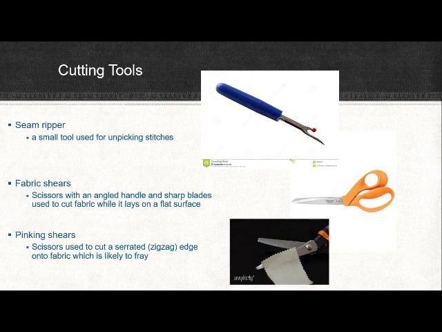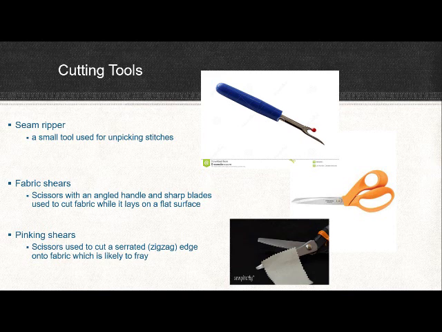Or if I am going to take a garment apart and use it to create a pattern for a new garment, I would use my seam ripper to only unpick the stitches without cutting the fabric itself. Or if I have sewn something and it's a little bit too small, but I've got enough seam allowance that I can resize it, I will use a seam ripper to unpick the stitches and then re-sew that line so that the garment fits correctly.